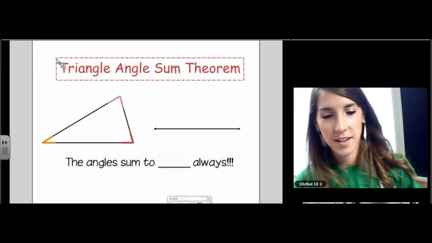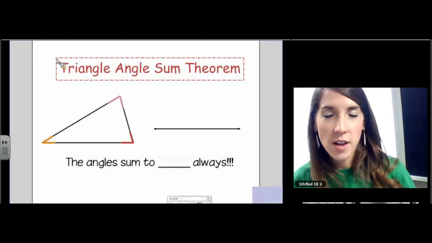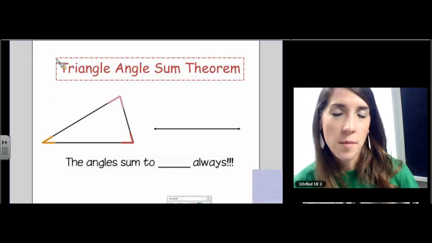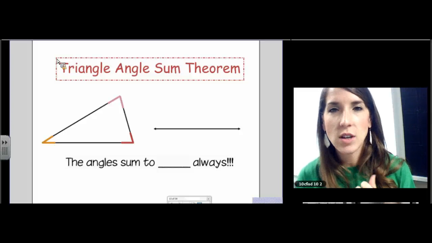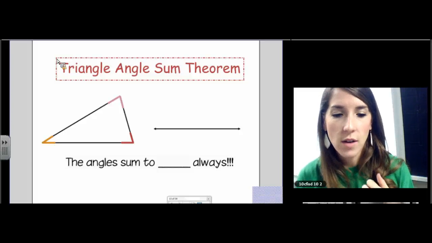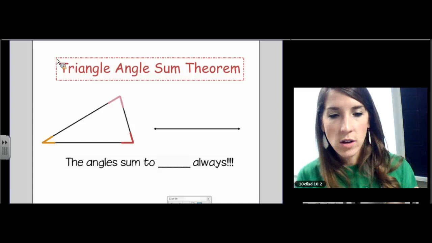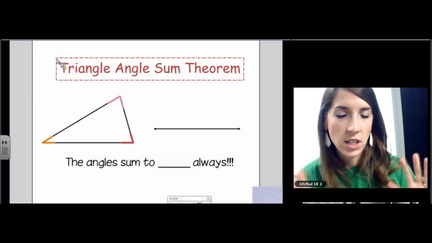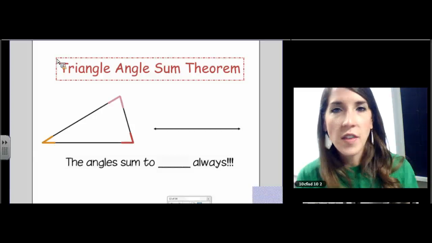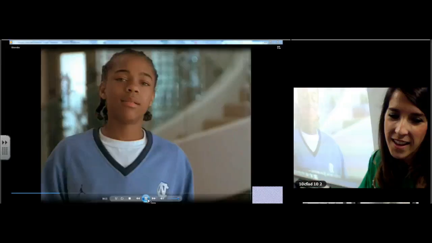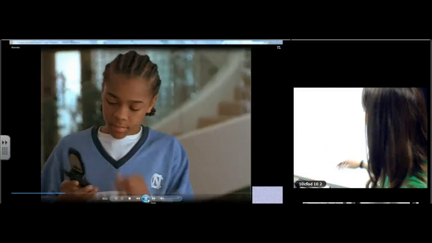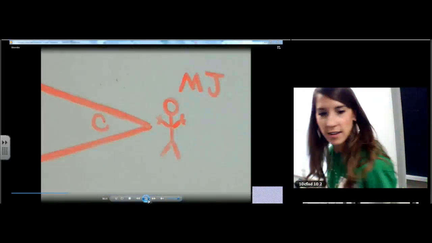Triangle angle sum theorem. I know you know this theorem, but I wanted you to see what it looks like visually so you can make that visual connection in your head, okay? So I took a triangle that's completely scalene. It's acute, it's scalene. There's nothing unique about this triangle. It's a random triangle.